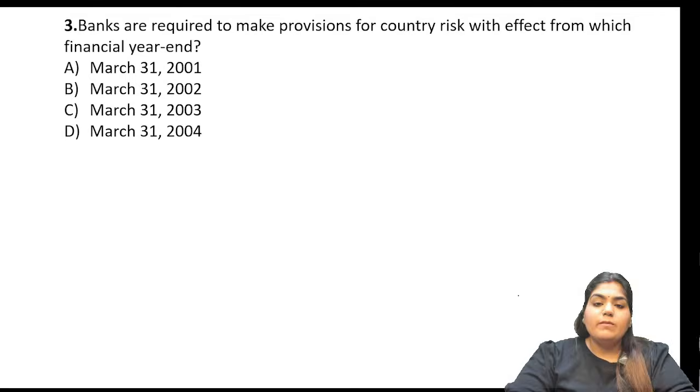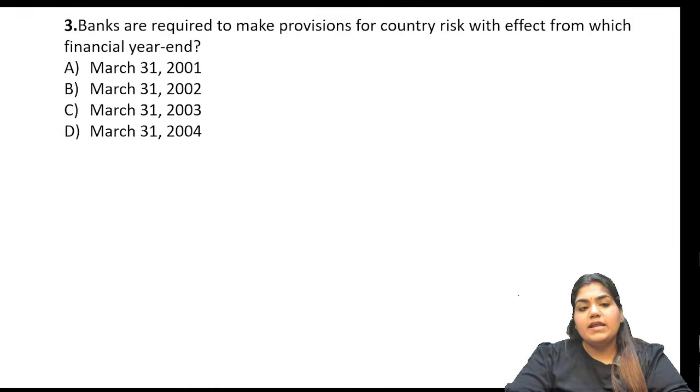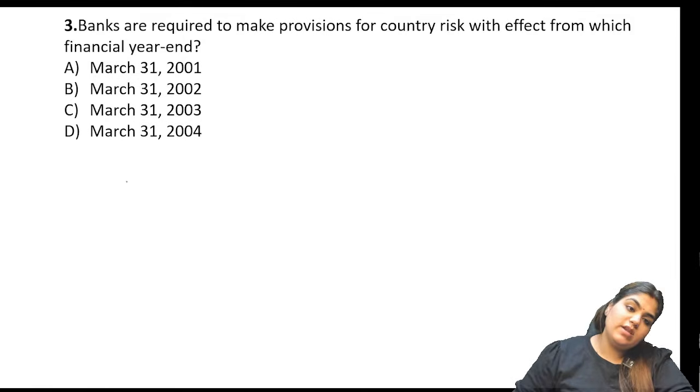Banks are required to make provisions for country risk with effect from which financial year end? It was March 31st, 2003. Next.